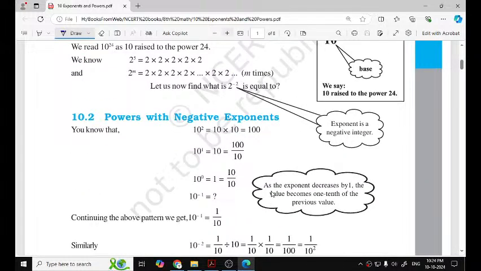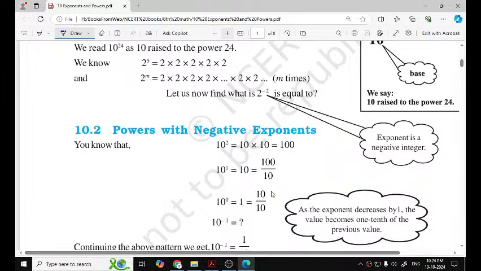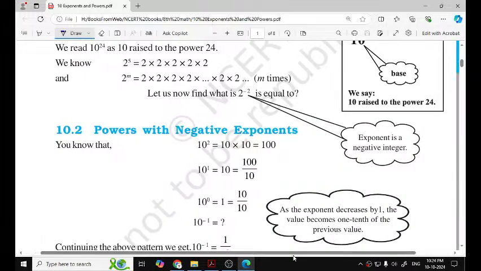Ten raised to 2 is written as 10 into 10, that is 100. 10 raised to 1 means 10 will multiply itself only once, that is 10 only. So we write this as 100 upon 10. Now what is 10 raised to 0? 10 raised to 0 is 1, that is 10 divided by 10.